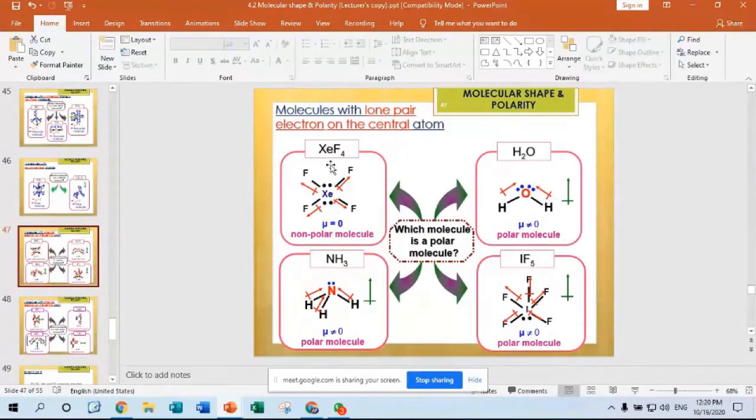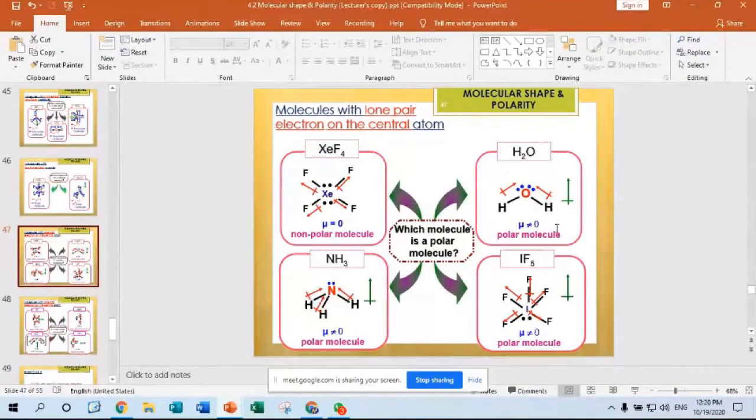Nah, ni tadi saya cakap square planar. Symmetry. Okay, non-polar. Yang lain tak payah tengok. Ni V shape. Ini trigonal bipyramidal. Ini square pyramidal. This one is trigonal pyramidal.